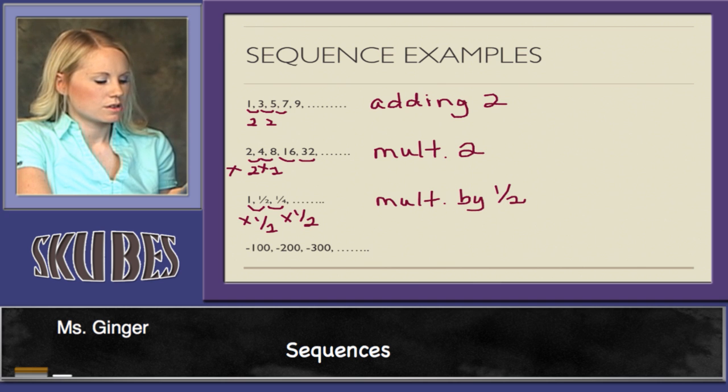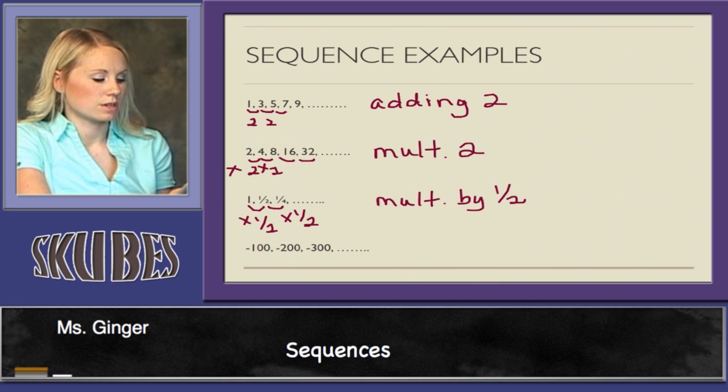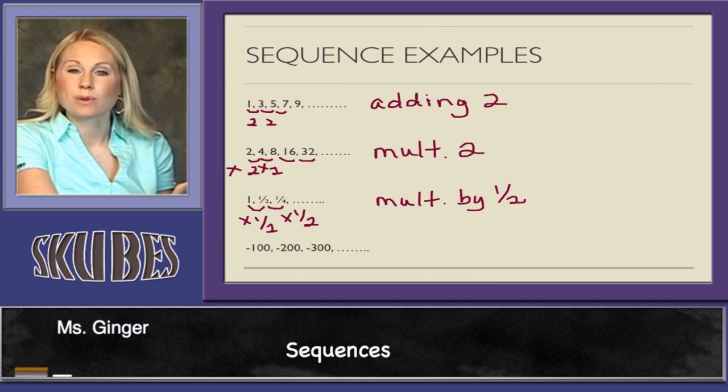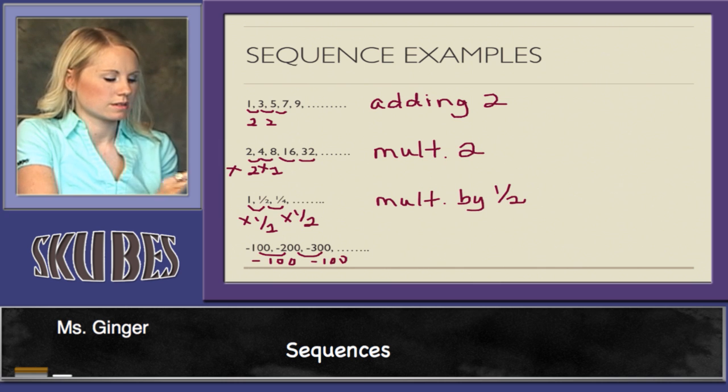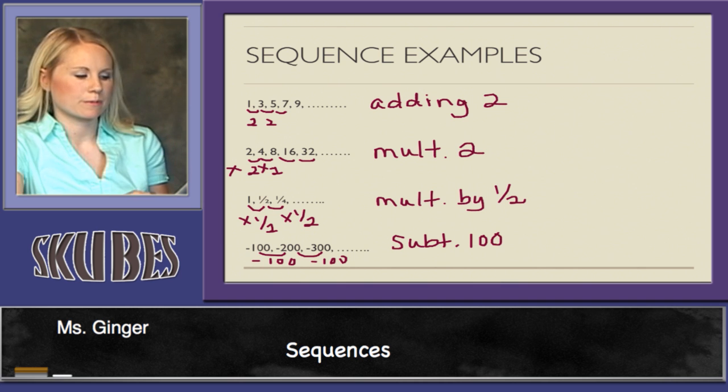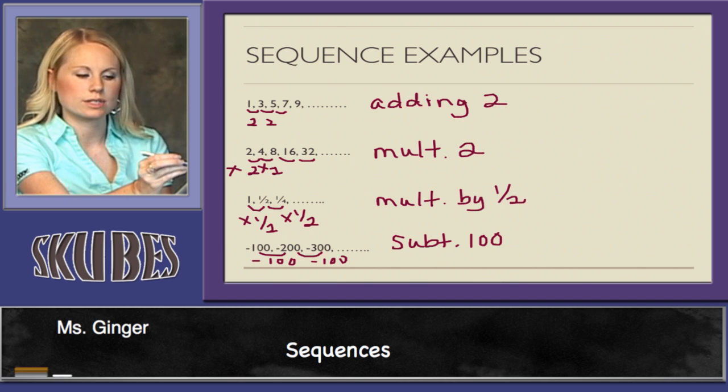All right, and then last one here, these are going down in value, -100, -200, -300. So that looks like maybe an adding pattern, but we're adding a negative amount since we're decreasing down by 100 from one term to the next. So we can say subtracting 100 is the pattern there. All right, so there's just some different types of sequences you might come across.